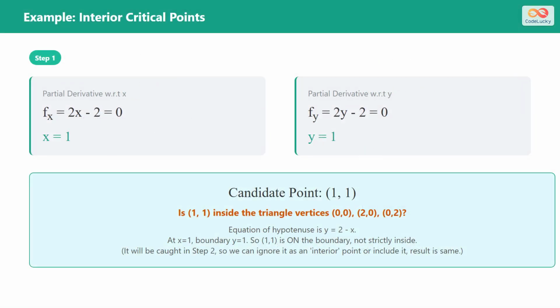Starting with step 1, we find the partial derivatives. The partial with respect to x is 2x minus 2. The partial with respect to y is 2y minus 2. Setting these to 0 gives us x equals 1 and y equals 1. The point is (1, 1). However, if we check our triangle, this point lies exactly on the hypotenuse boundary, not strictly inside. So technically, there are no critical points in the interior, but we will catch this point in the boundary step anyway.